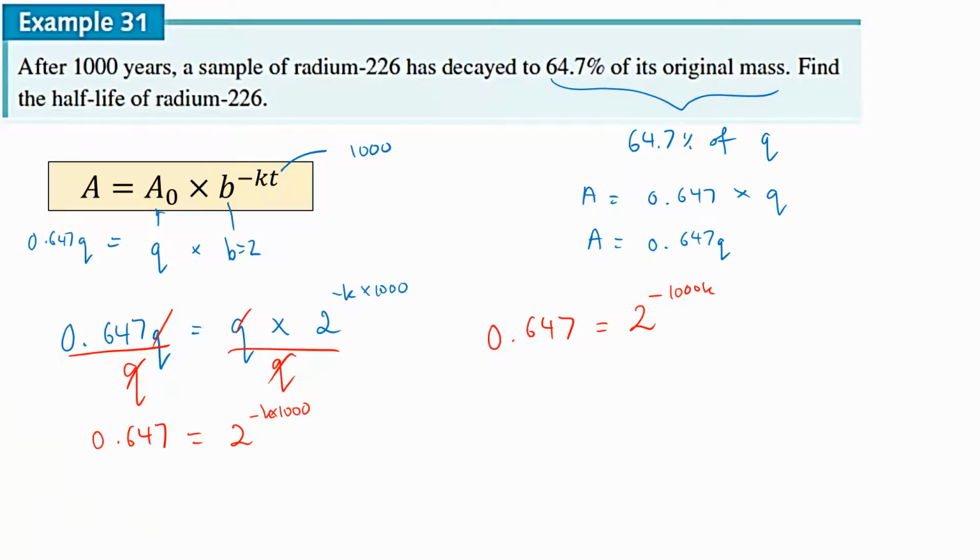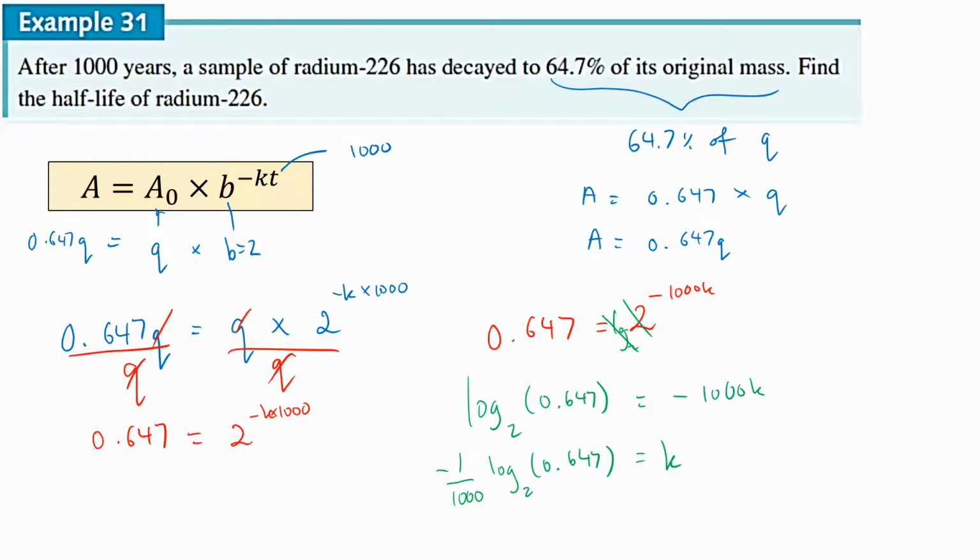So logging base 2, log base 2 of 0.647 on the left, log base 2 on the right cancels out, and you're left with negative 1,000 times K. So therefore K, to find out K by itself, divide both sides by negative 1,000. Type this in your calculator. That will tell you what K is.